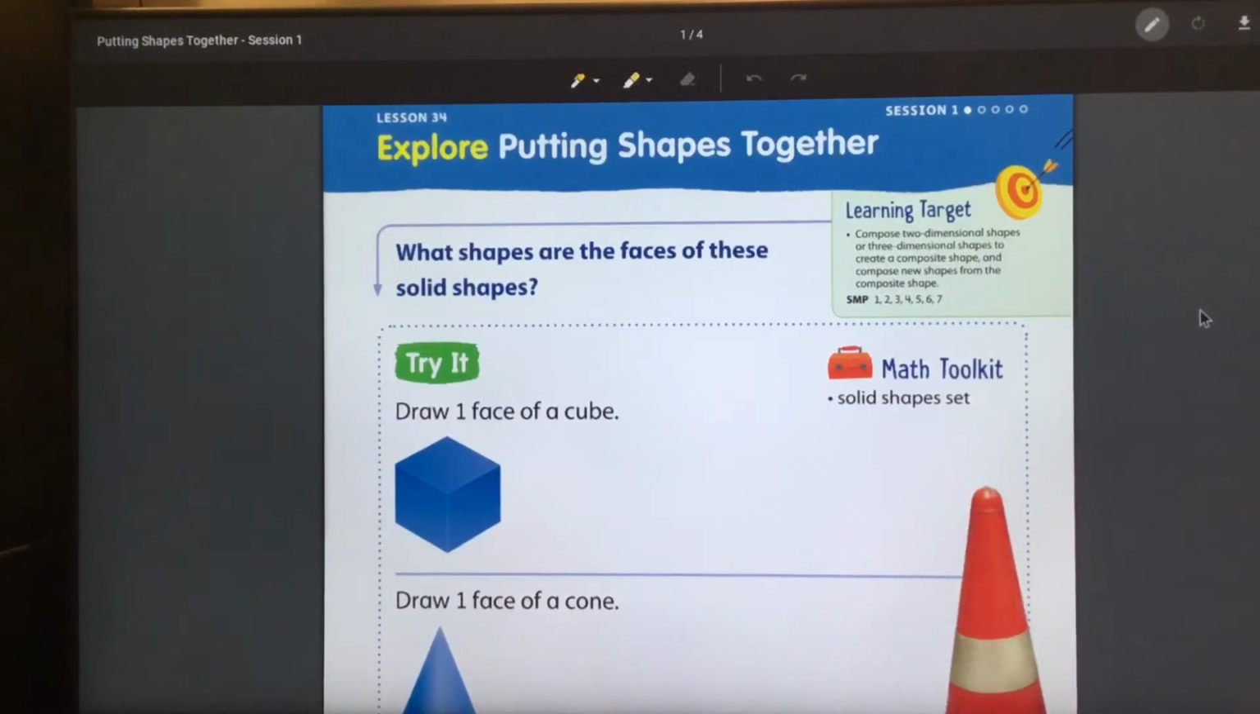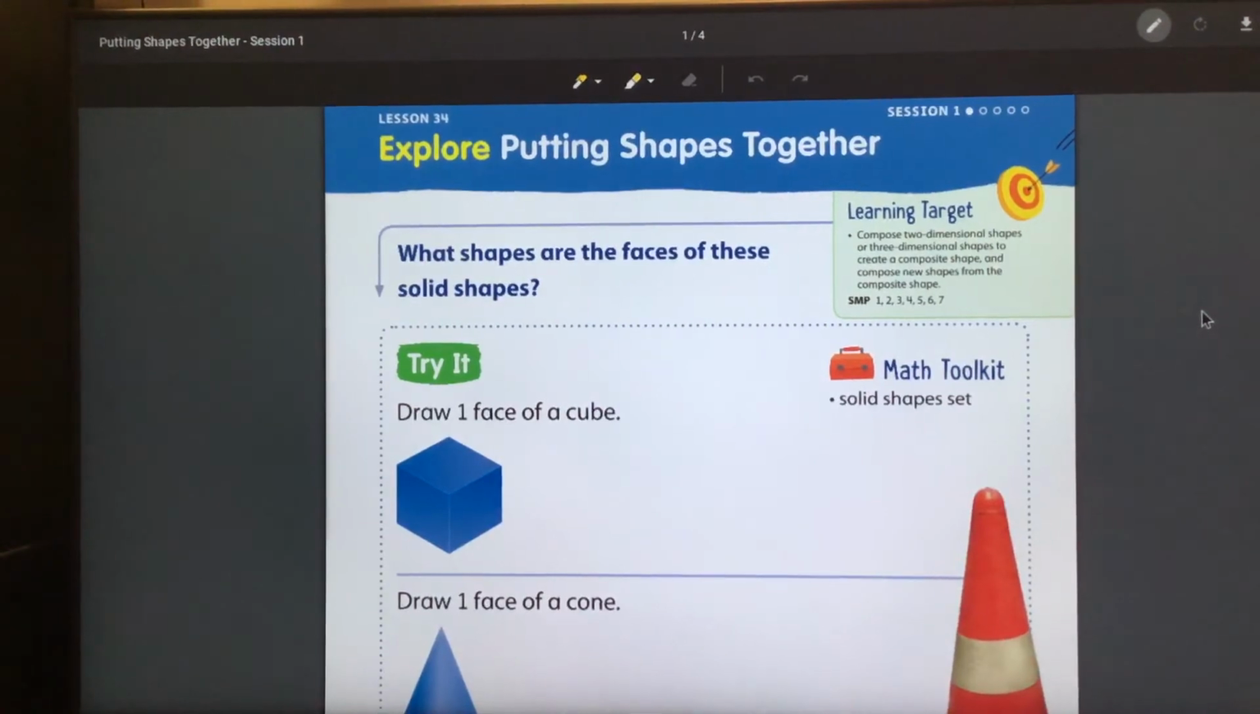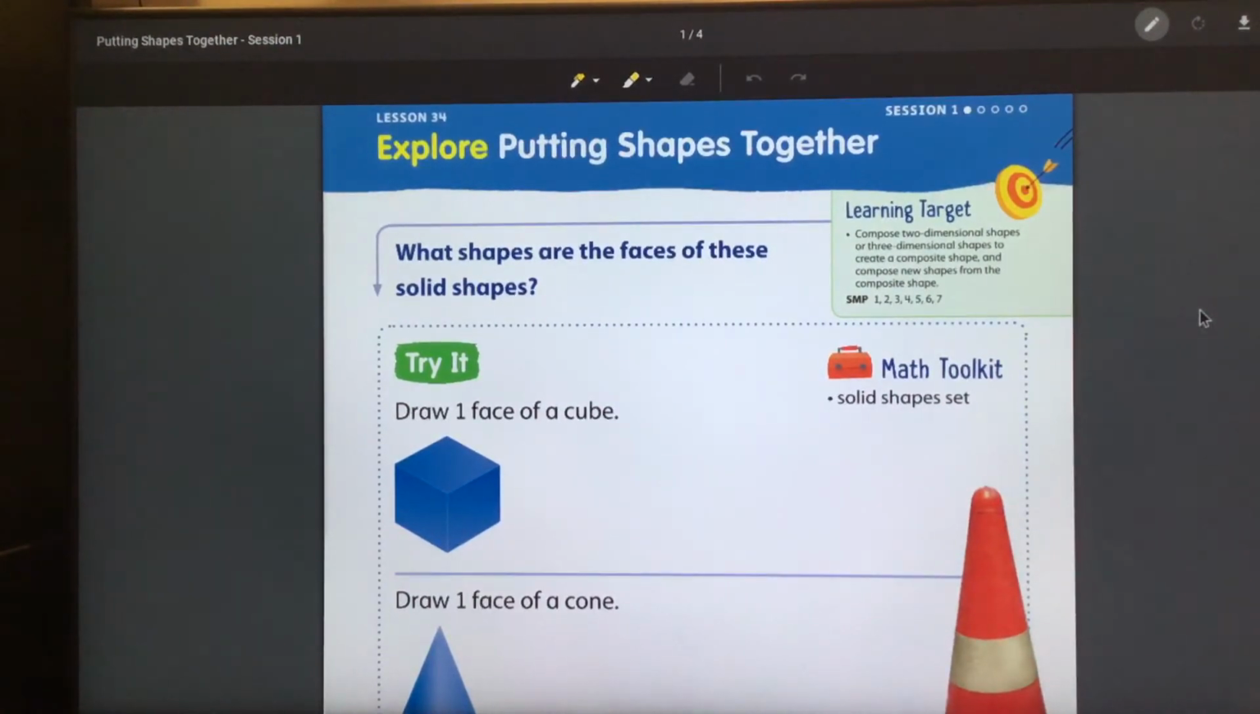This is lesson 34, session 1. We will be working on putting shapes together. And for today's lesson, we will be talking about the faces of these solid shapes, also known as three-dimensional or 3D shapes.